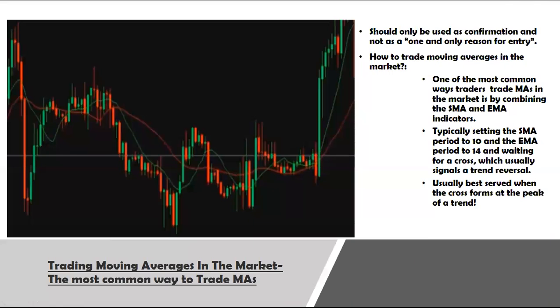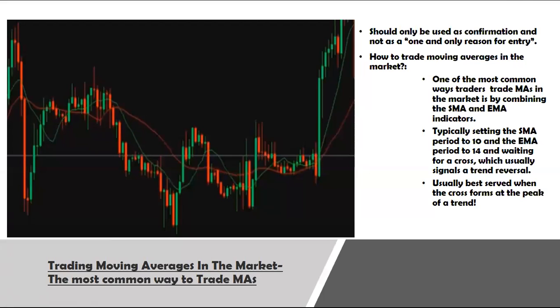And as you can see here, these lines are pretty much giving you where price is going and how the overall trend is going. Let's say the green line is the SMA and the red line is the EMA. How traders use this tool is they simply wait on the cross of these two lines to indicate where the market is going to go. Now, this tool should only be used as confirmation and not as the one and only reason for entry.